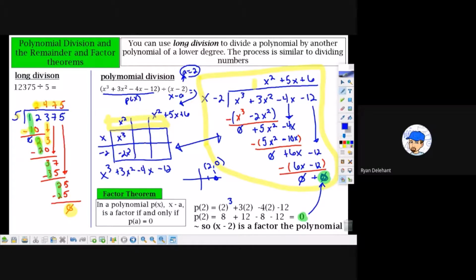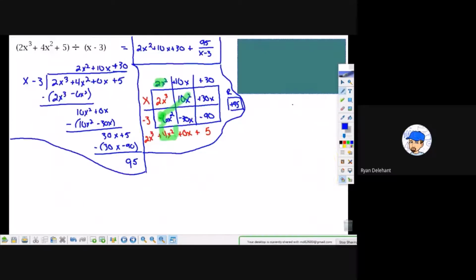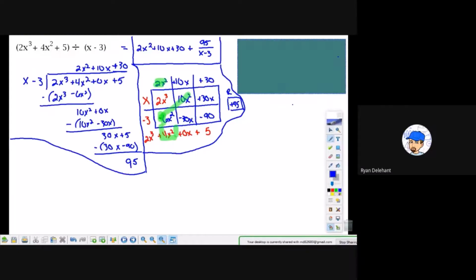It makes sense, okay? Now, it says another name, but to me it's really the same thing. They call this the remainder theorem. What I want you to do is test this same idea with this one. Let's make this p of x.